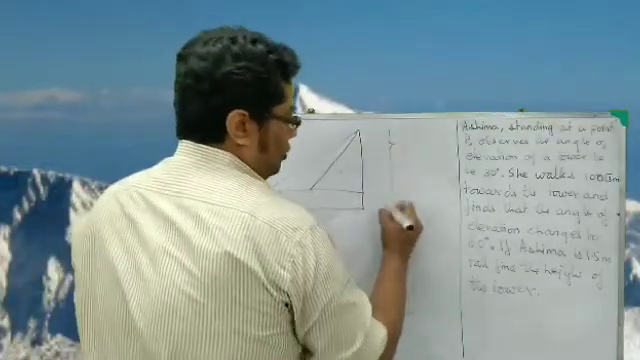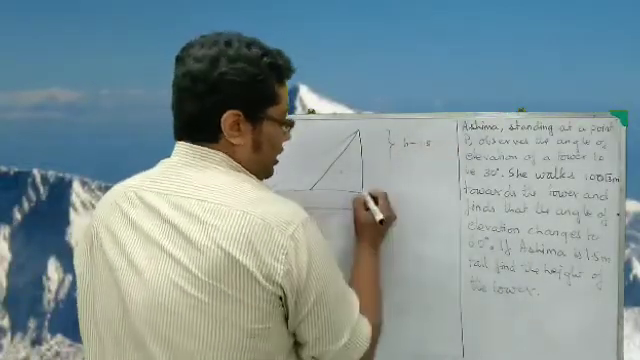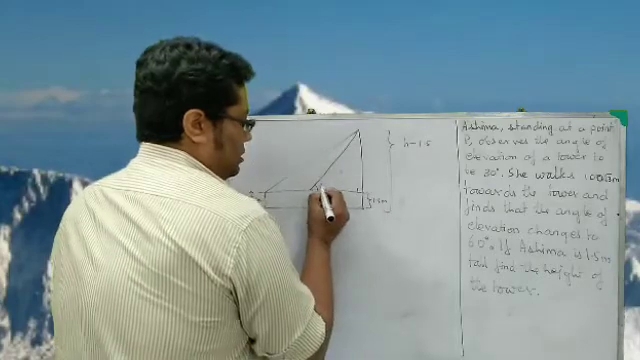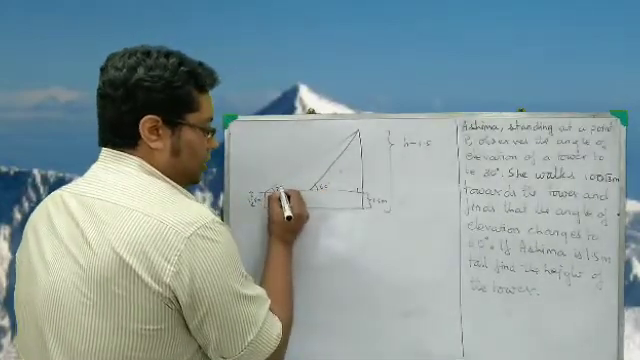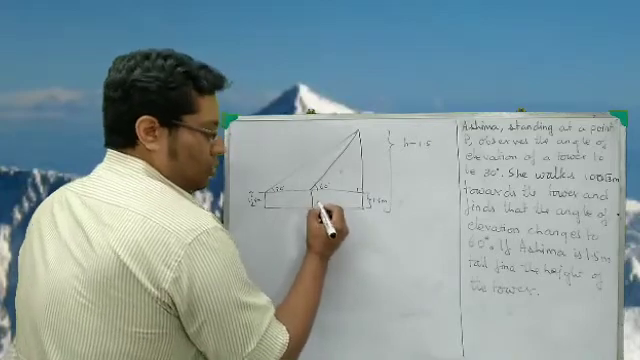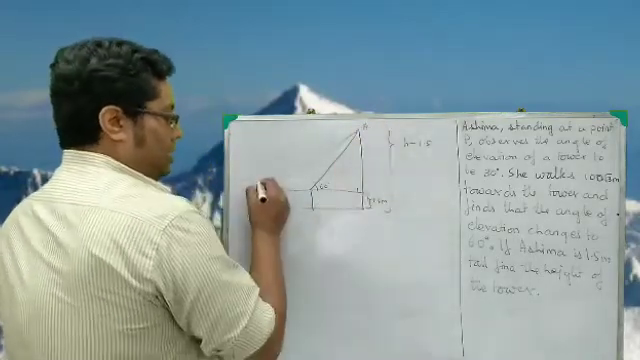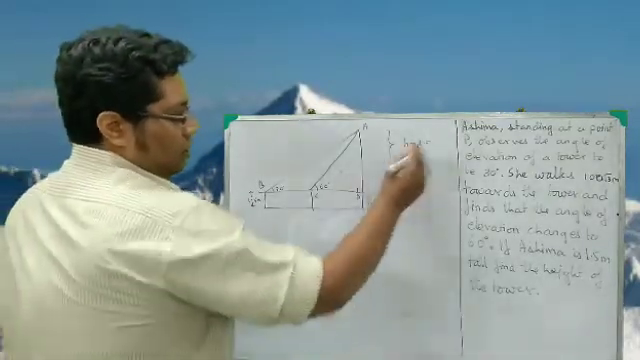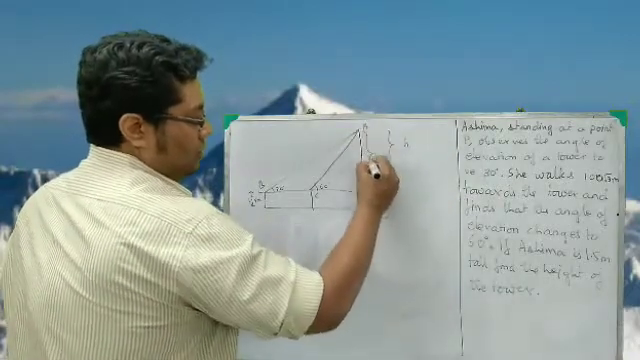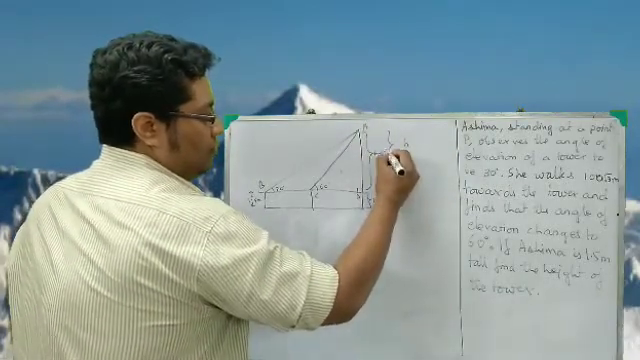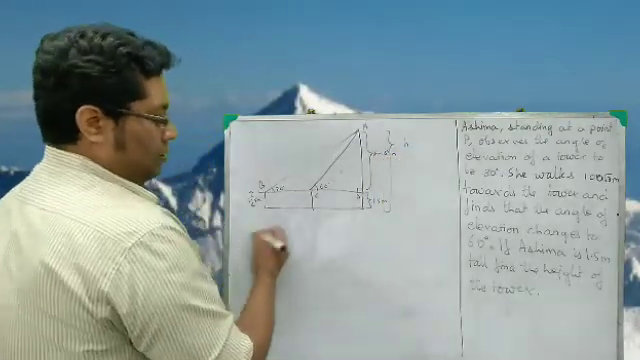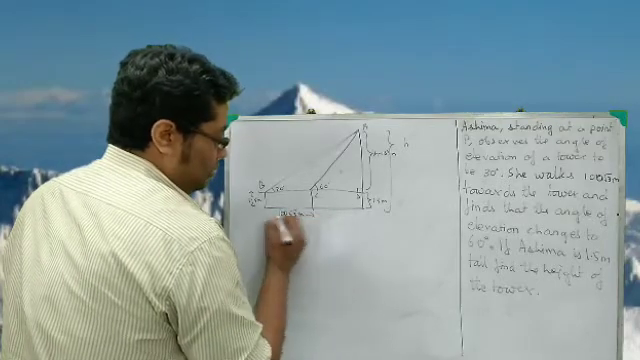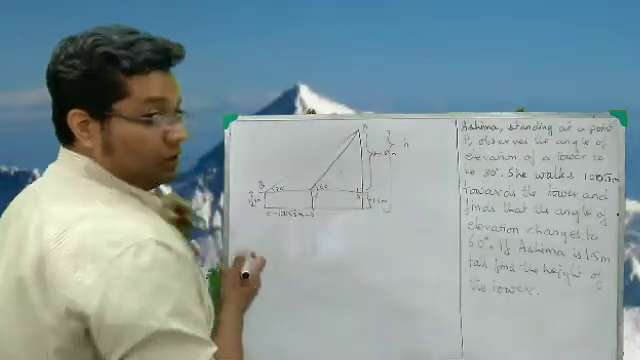So let the height of the tower be h. Then this distance is h minus 1.5, as this distance is also 1.5 meter. This is 90 degree, this is 60 degree at the second point, and this is 30 degree at the initial point. So we have triangles A, B, C and D. So this is H, this is H and this is H minus 1.5 meter. Now this distance has been given as 100 root 3 meter. So we have to find this.